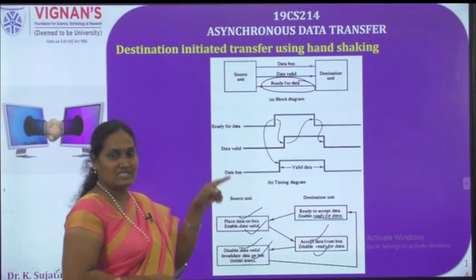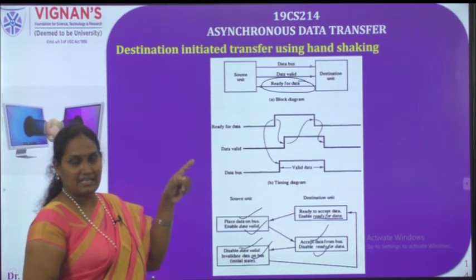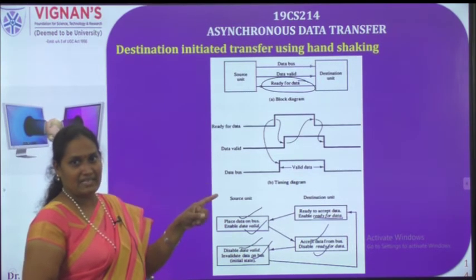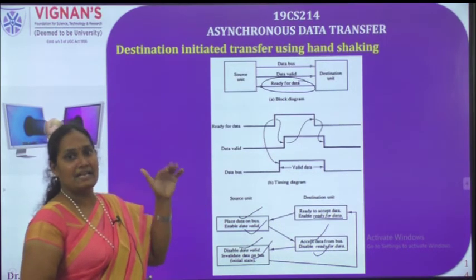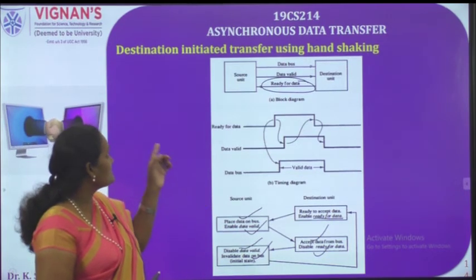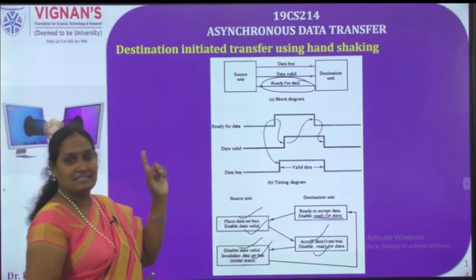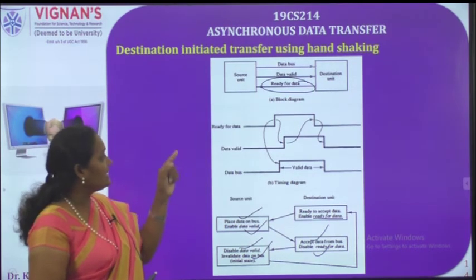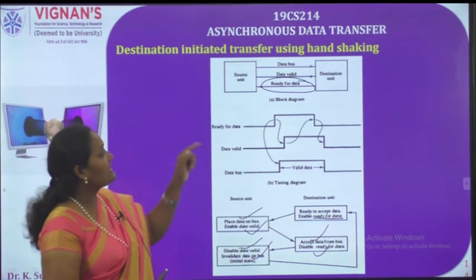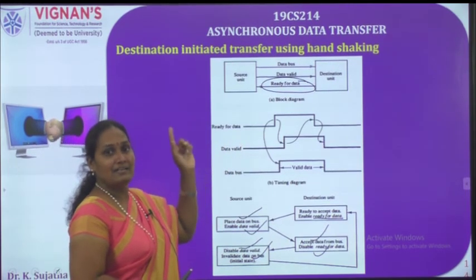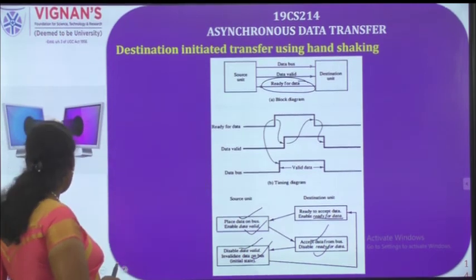In source initiated transfer, we have the data valid line and the data accepted line. The data valid line is enabled by the source, and the data accepted line is enabled by the destination. First the data valid line is enabled, later the data accepted line is enabled. But in destination initiated transfer, here also we have two controls: the data valid line and ready for data. Ready for data is used by the destination unit, and the data valid line is used by the source unit. First ready for data is enabled, later the data valid line is enabled. So this is the destination initiated transfer of handshaking.